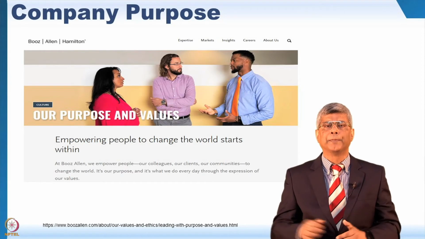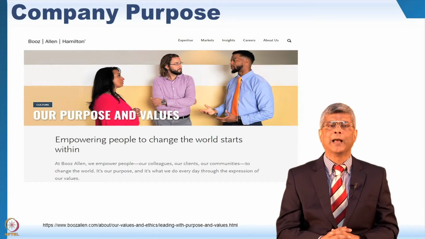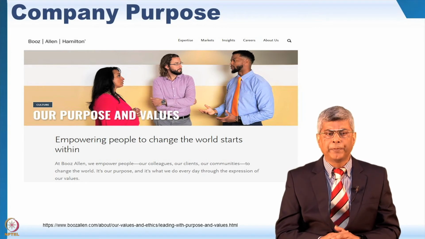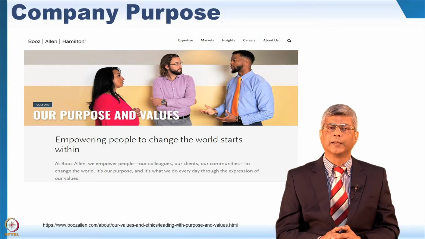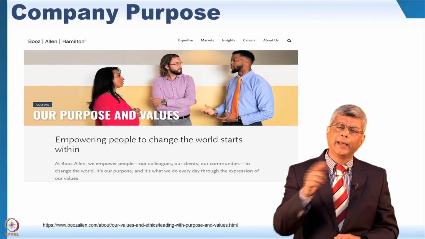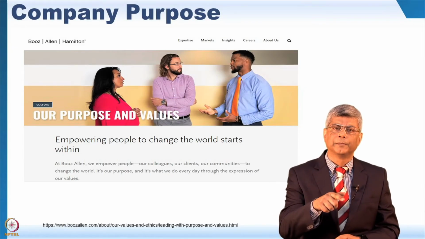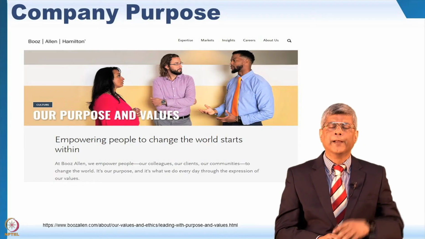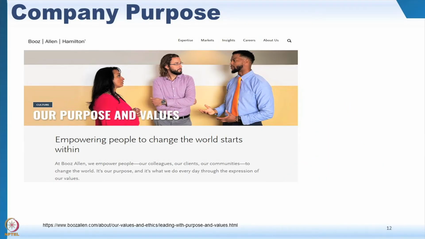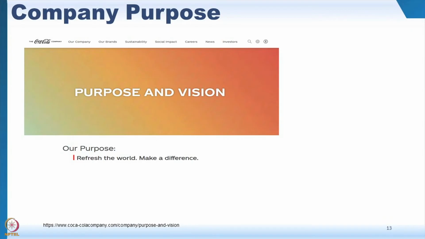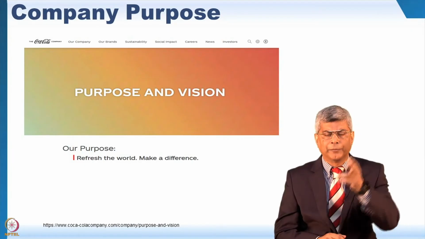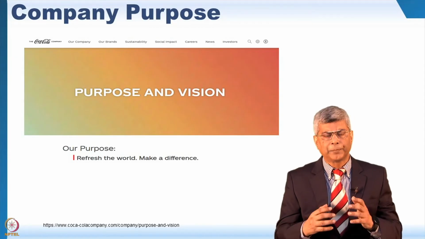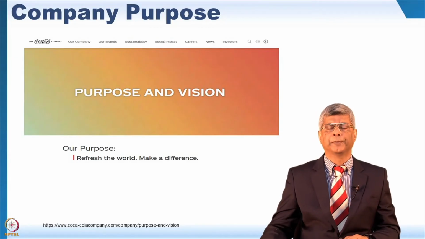This is a consulting company called Booz Allen and Hamilton, and see how they've defined a purpose. Empowering people to change the world starts within, which means they consult their customer companies to improve themselves. Which means the customer companies can improve from within with the help of this company called Booz Allen and Hamilton. That's the purpose. Empowering people.